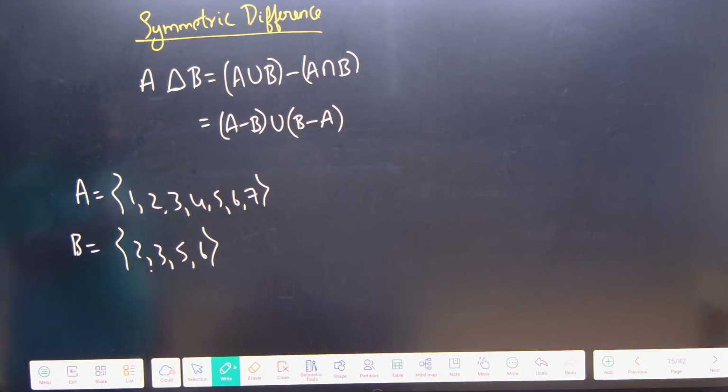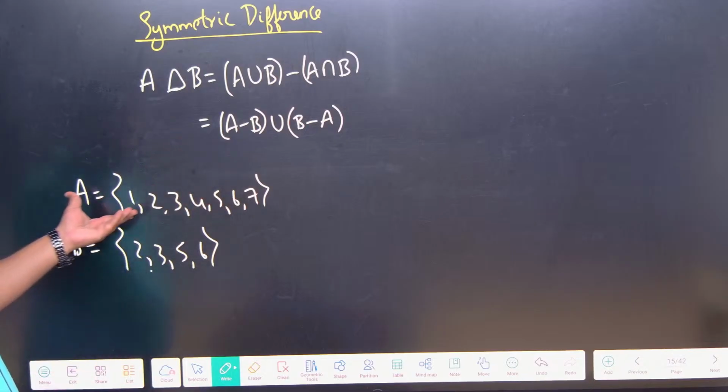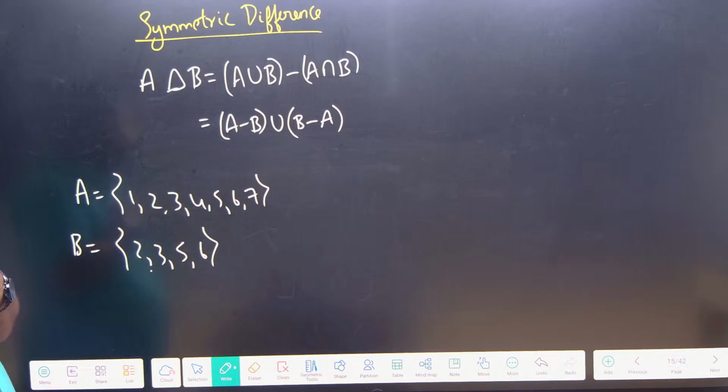Now they are asking A delta B. A delta B means what? Symmetric difference. So what does symmetric difference mean? It means A minus B union B minus A. So you take set A and you take set B. How do you represent the symmetric difference?